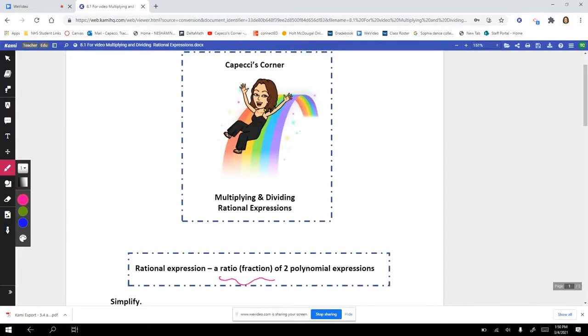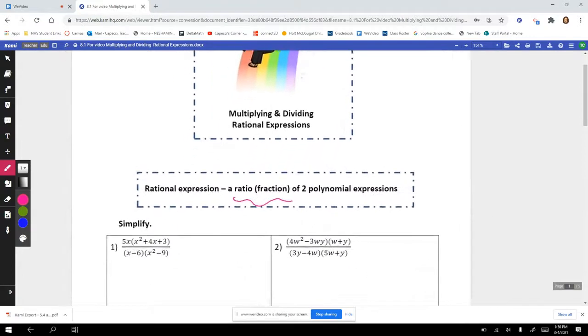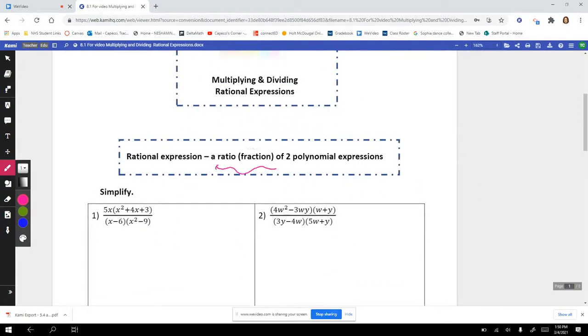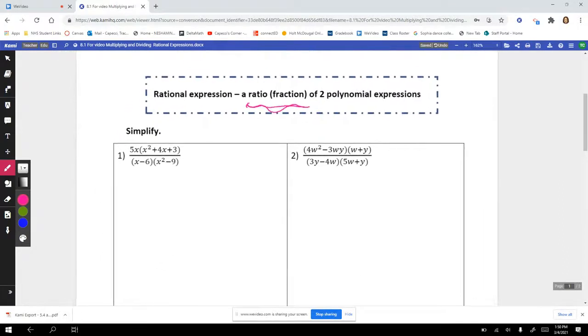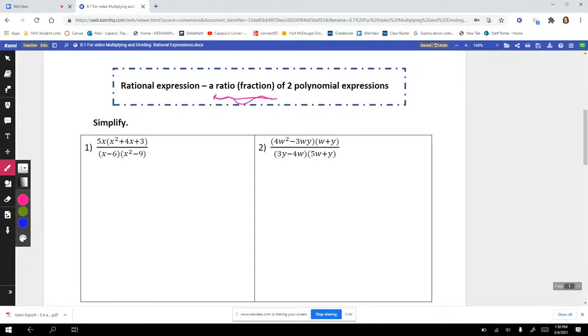Studies Corner, we're going to look at multiplying and dividing rational expressions. A rational expression is a ratio or a fraction of two polynomial expressions. So in these first two examples, we're going to simplify. So what that means is I'm going to pull apart my numerator and pull apart my denominator and see if there's anything I can cancel that's the same.